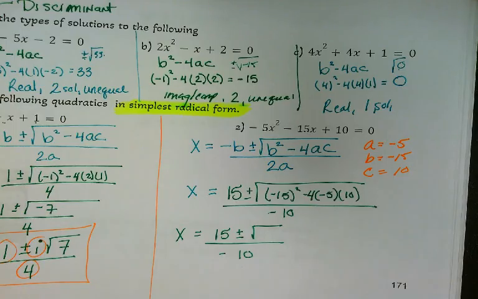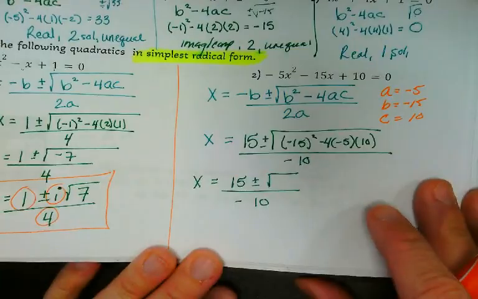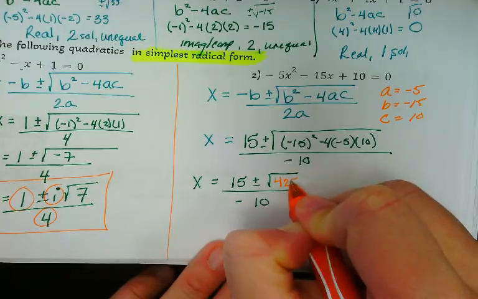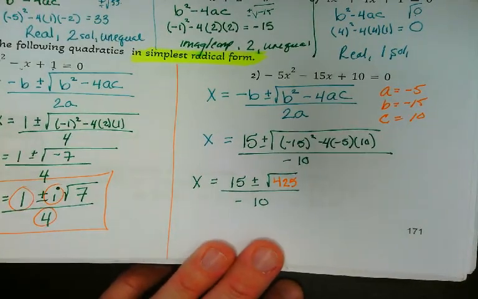Ryan, what'd you get under the root? Sounds good to me. Are we good with 425?